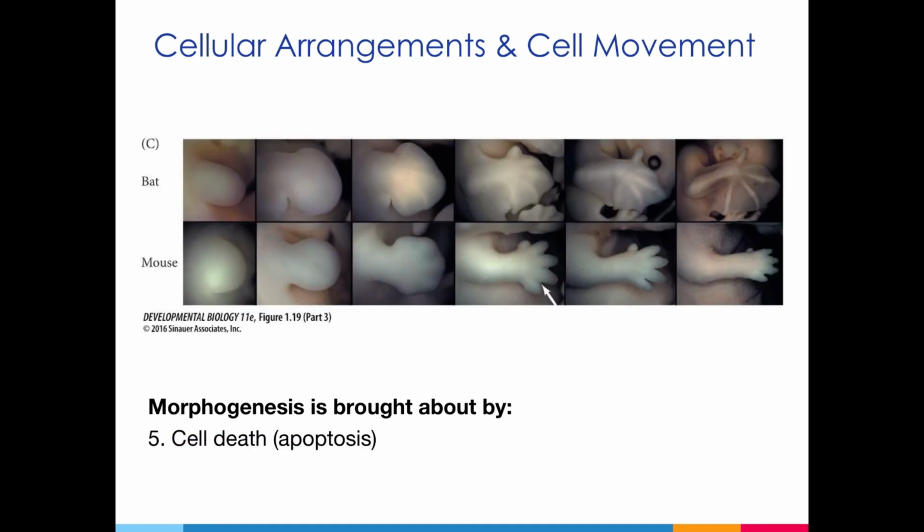In addition to cell division and cell growth, apoptosis or cell death is also an essential part of creating form. For example, bats and dogs are not the only animals that show webbing between their digits. Other animals, including humans, also have webbed fingers and toes during embryonic development, and that webbing has to be eliminated by apoptosis prior to birth.